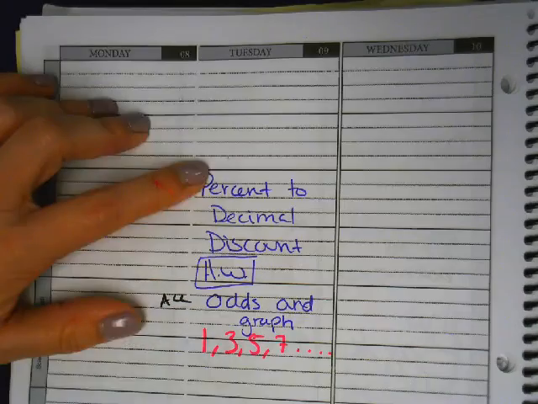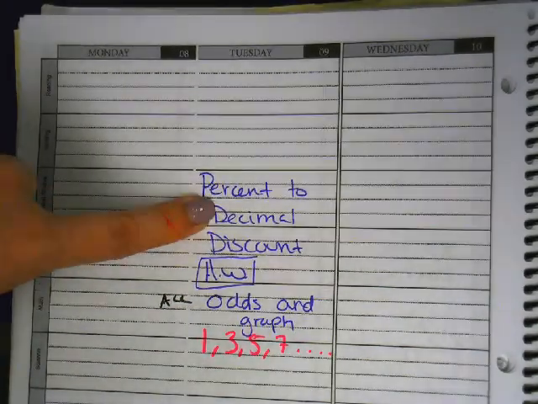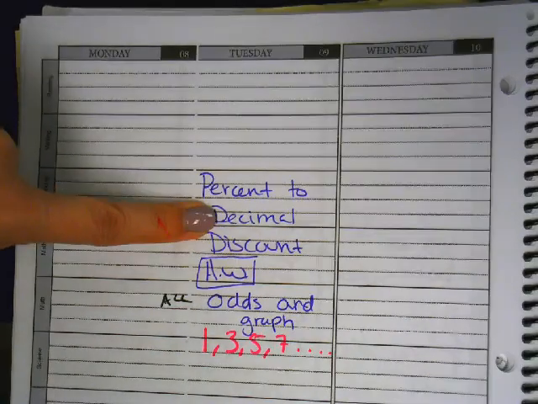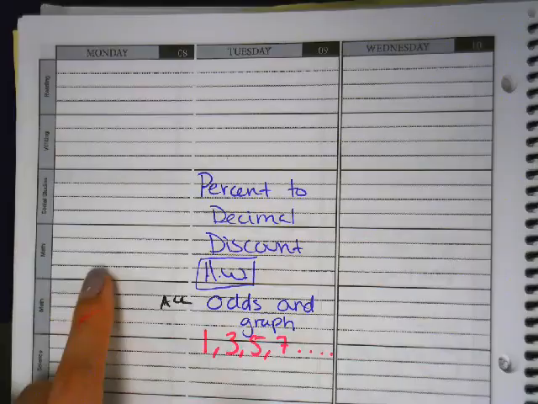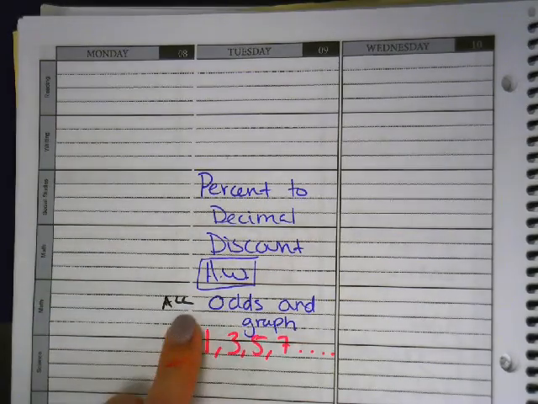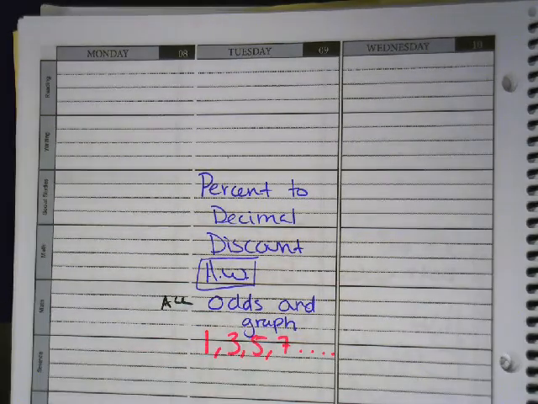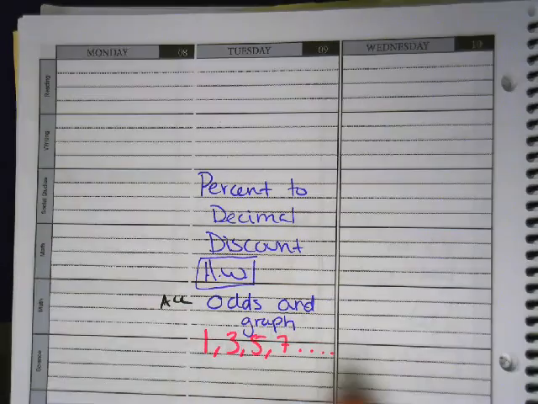So, today, percent to decimal. We're probably not going to have time to do discount, so we're going to review. Your homework is all the odds and the graph. So you're going to do 1, 3, 5, 7, 11, front and back, and you're going to do the graph. All right? So 1, 3, 5, 7, and then the graph.